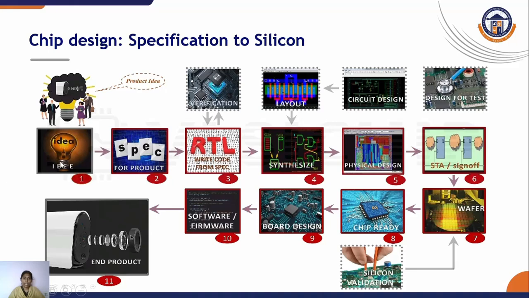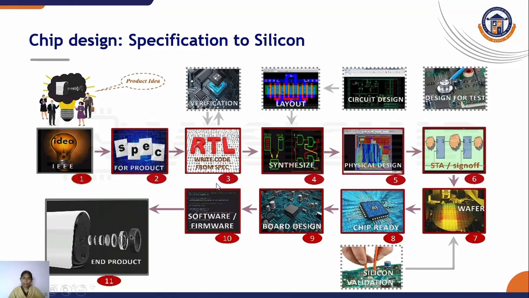Our idea is converted to a spec, then written as Verilog, VHDL, or HDL code. HDL code goes to the synthesis part. Synthesis converts to the circuit, then to physical design. Then the sign off check, then the wafer part. When our die is ready, we do packaging and final testing, then convert into board level design, and finally it comes as a product. This is the chip design concept.